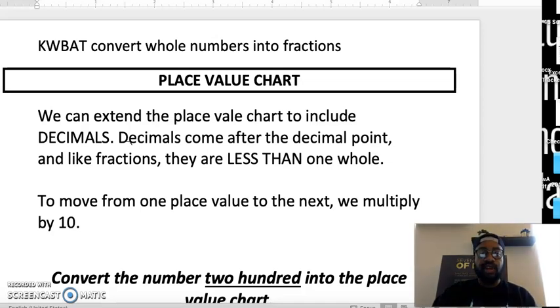We are moving on to something new today. Today, we are going to learn how to convert or change whole numbers into fractions, and we're going to do that using our good old place value chart.